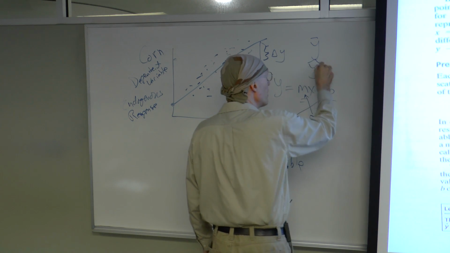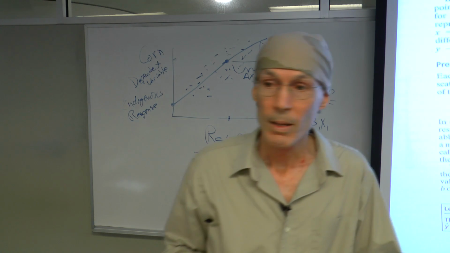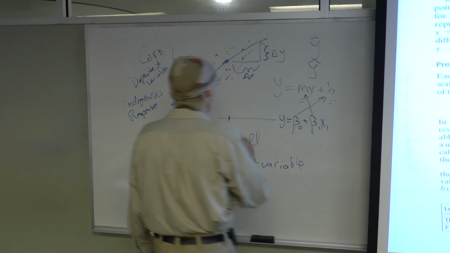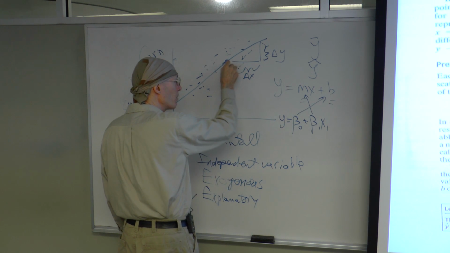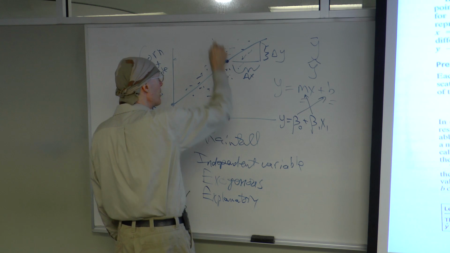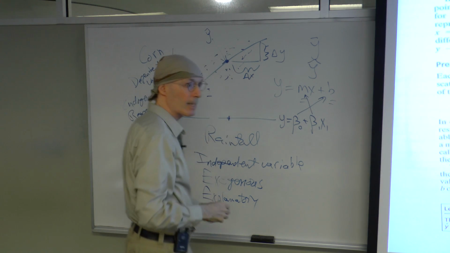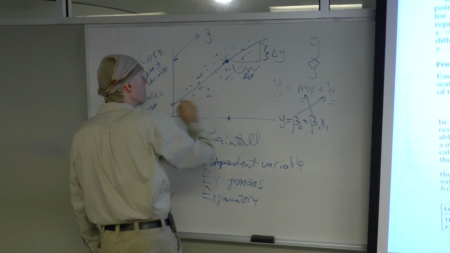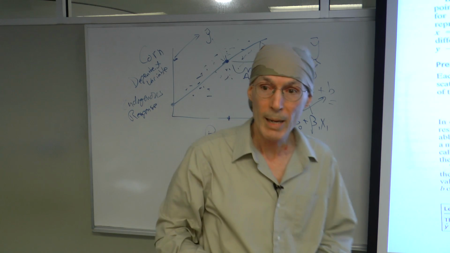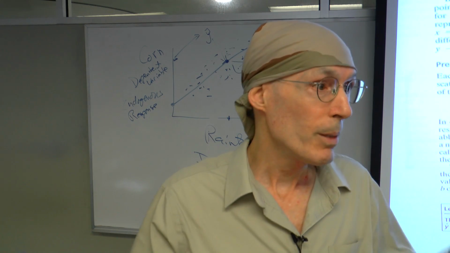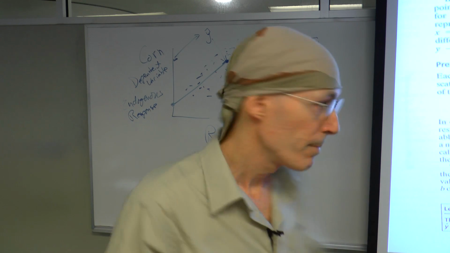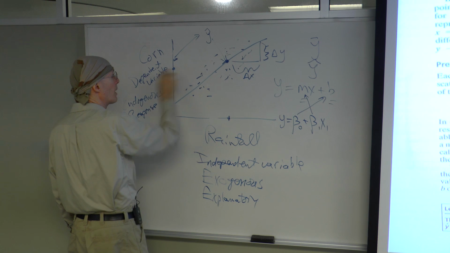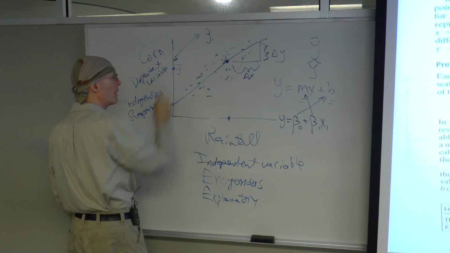Y hat, with a little caret on top of it, is the predicted value. So if I want to say, for this value of x, what value of y am I predicting? This guy right here is my y hat. And it has this value right here. So that would be my y hat. Now, there is, of course, a mean. And for here, I'm going to guess it's around there. And I'm going to call that y bar.